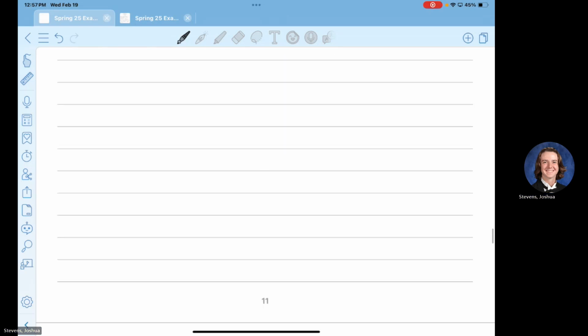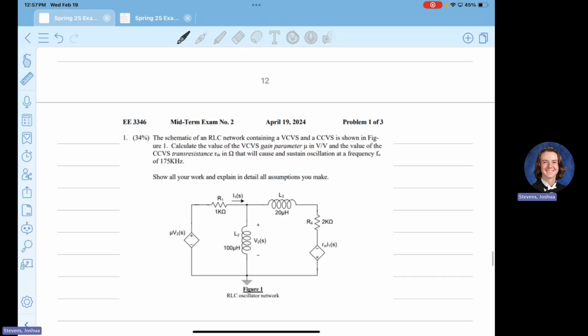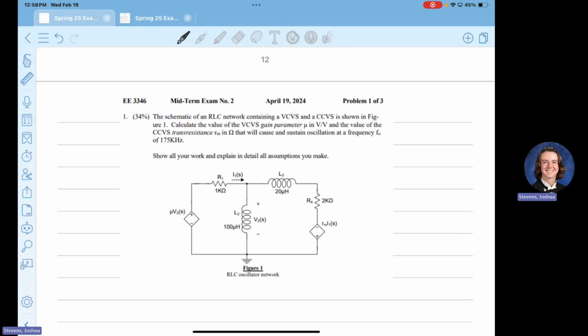All right. Last problem is an oscillator problem. Y'all literally just finished this up, right? For the lecture, not the actual homework, but you'll finish the lecture. So I'll read the problem. The schematic of an RLC network containing a voltage-controlled voltage source and a current-controlled current source is shown in Figure 1.